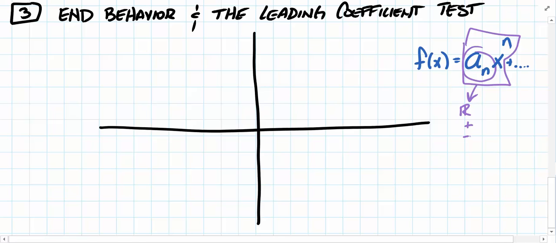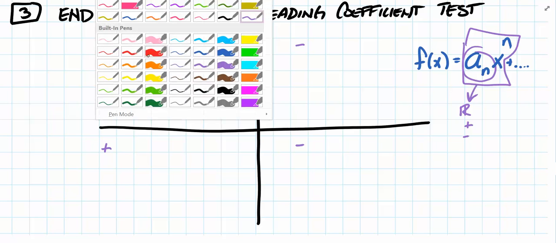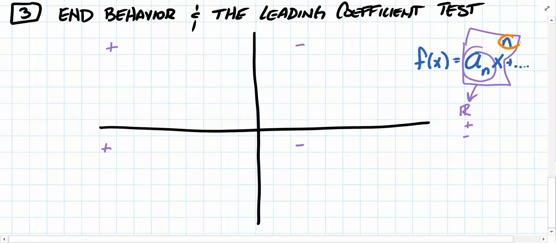So what we're going to do is make a chart. We're going to talk about positive and negative here, and then positive and negative here. Okay, so I have this chart going on. Well, let's take a look at the exponent. This exponent here, this n, we know it has to be positive. It has two choices as well. It can either be an even positive or an odd positive, right? So this can either be even or odd.